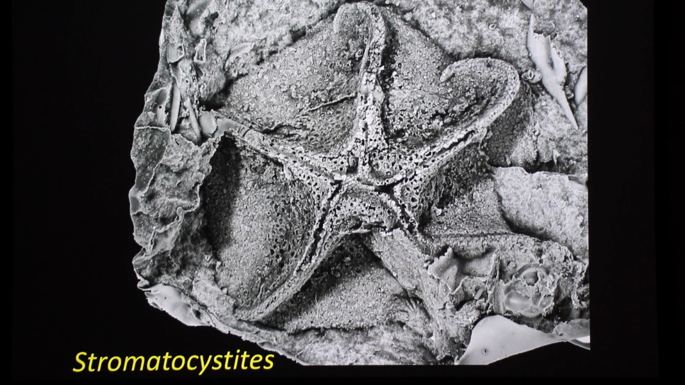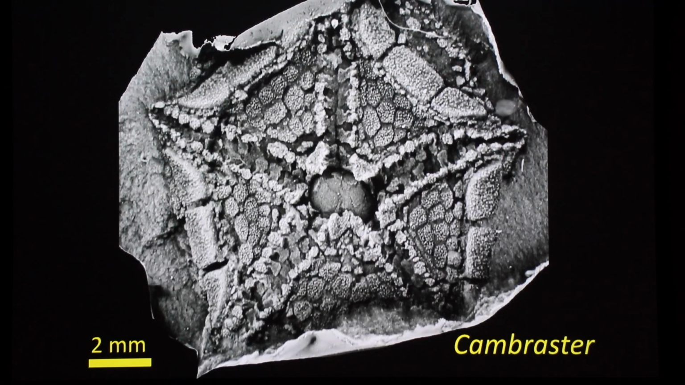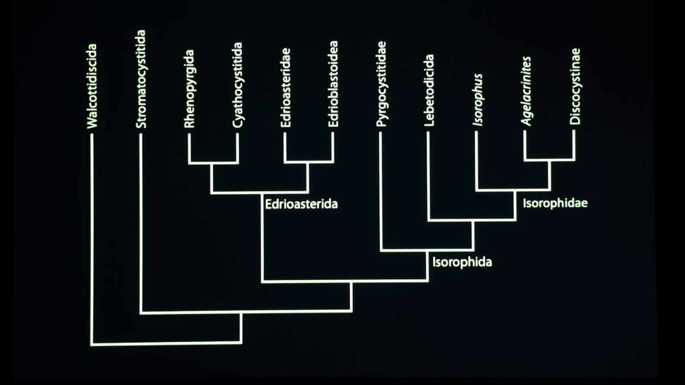The other group of Stromatocistidids are the Cambrasterids, and here's Cambraster. And again, just the outer set of floor plates here and the oral plates being preserved here. The two large monophyletic groups come off next.